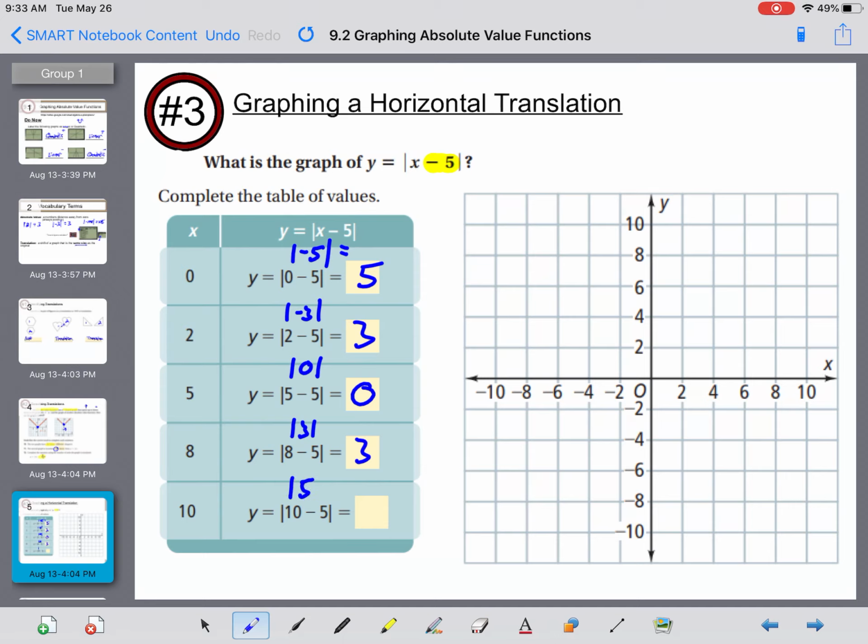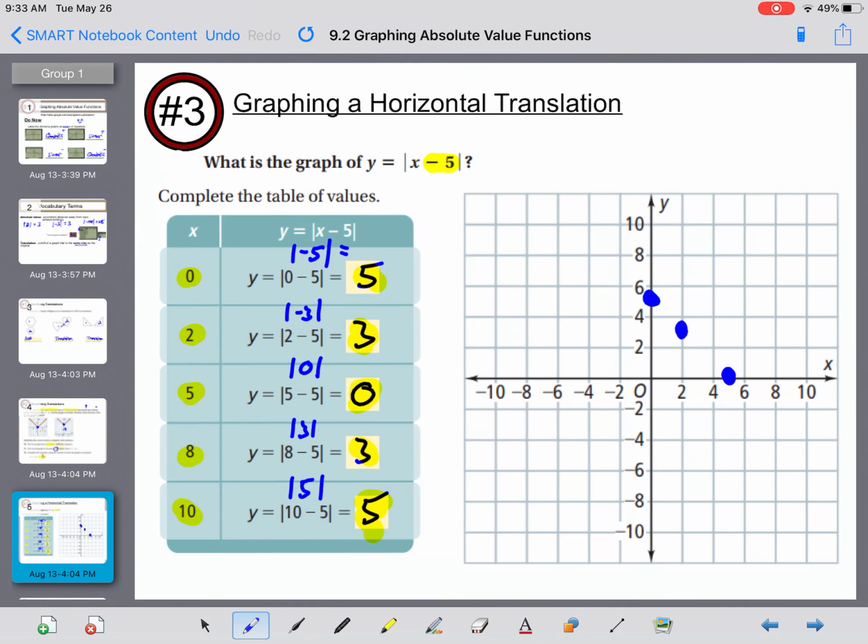8 minus 5 is 3, so the absolute value of 3 is 3. And 10 minus 5 is 5, the absolute value of 5 is 5. So all we need to do is plot these points: (0, 5), (2, 3), (5, 0), (8, 3), and (10, 5). 0, 5 is between 4 and 6.